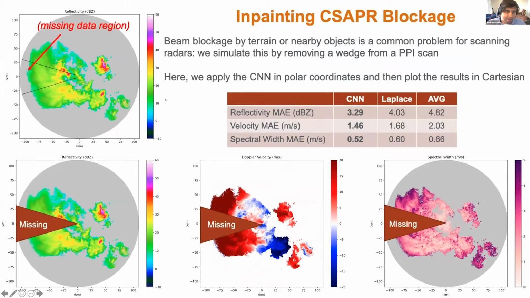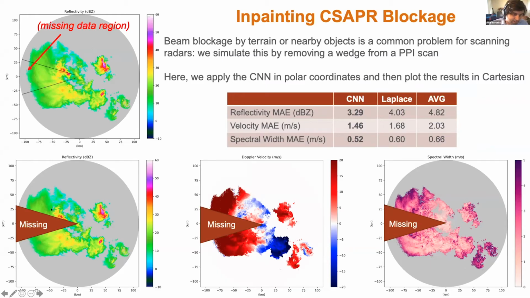And then the last example I have here is an example using the scanning C-band radar. So the idea here is to simulate a beam blockage. So this is pretty common where a radar beam will be blocked by terrain or nearby objects. And here what I'm actually doing is applying the convolutional neural network in the radar's native polar coordinates, and then I'm just plotting the results in Cartesian coordinates.